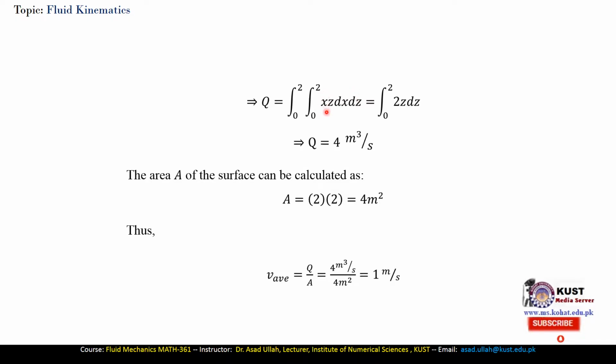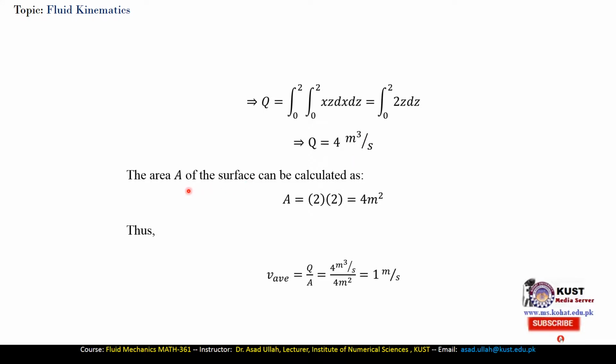First we integrate with respect to x, and using the fundamental theorem of calculus we get the integral from 0 to 2 of 2z dz, and then integrating this term and using the fundamental theorem of calculus again we get Q is equal to 4 meter cube per second.